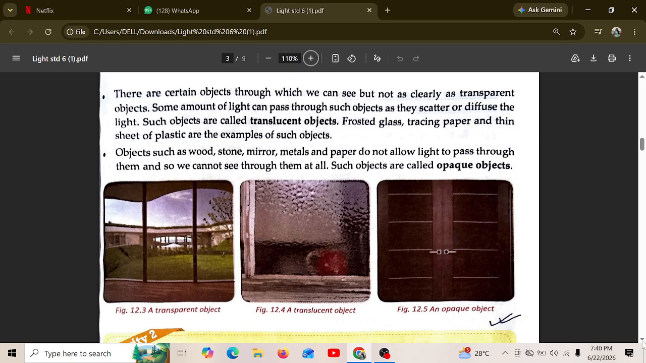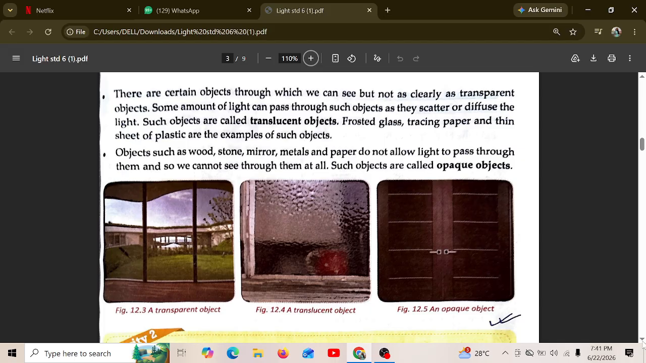See, one example has been given, frosted glass, the picture which we are able to see on our screen. The first picture is an image of a clear glass window. As a result, the light is able to pass clearly and we can see the beautiful scenery outside the window. But in the next picture, they have shown us a picture of a frosted glass. Therefore, we can see a very blurred image of what is present beyond that frosted glass. That is, maybe a mug is kept on the table, somewhat like that.